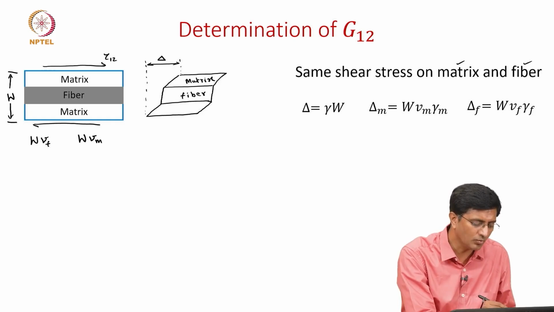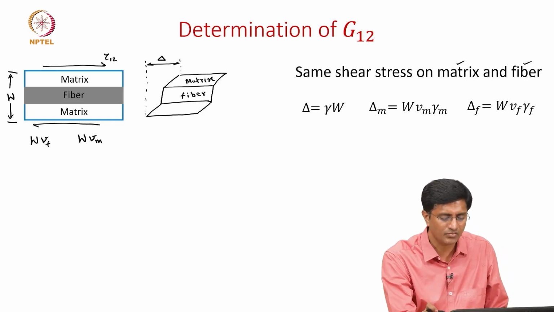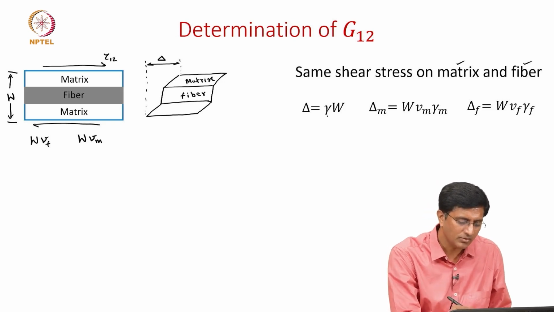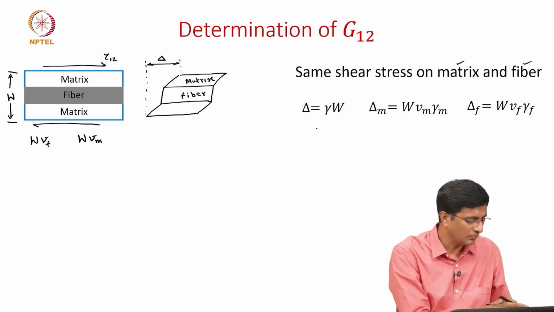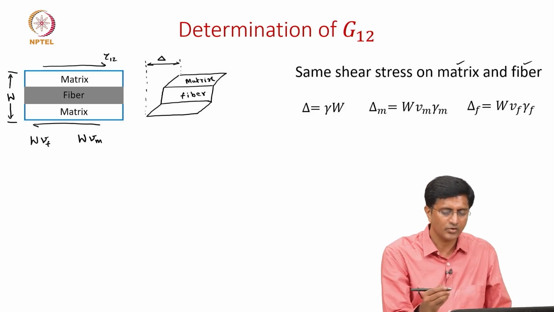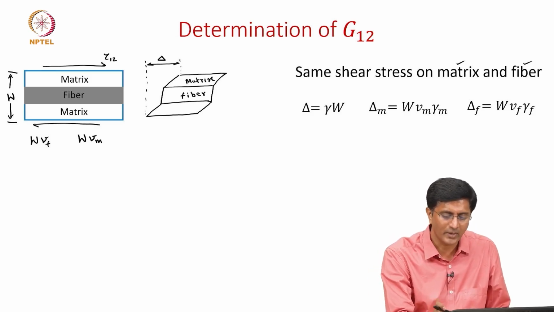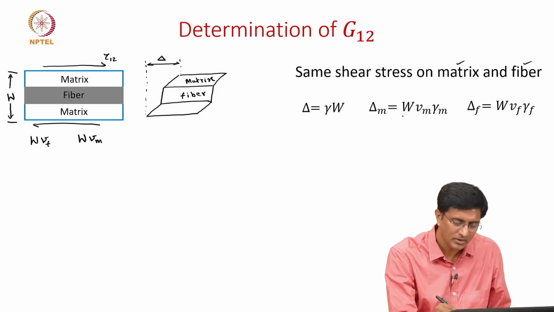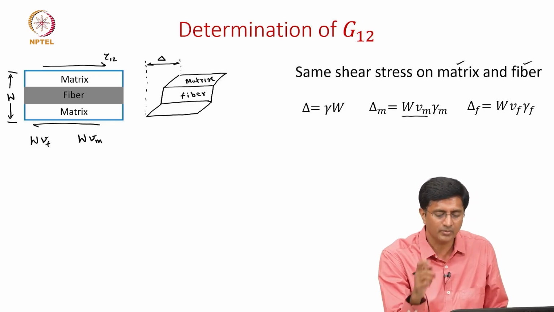So delta is the total movement we see here, which is a contribution from the matrix as well as the fibers. How do we write this delta? We write it as shear strain times the total width W. W we have already shown, and shear strain is what we'll be looking at from now on. We can use the same expression for matrix and fibers, because W times VM gives the actual width of the matrix, and W times VF gives the actual width of the fiber. That times the shear strain will give you the change delta M and delta F.